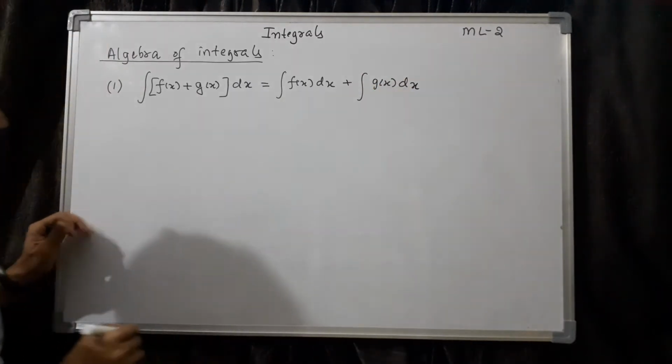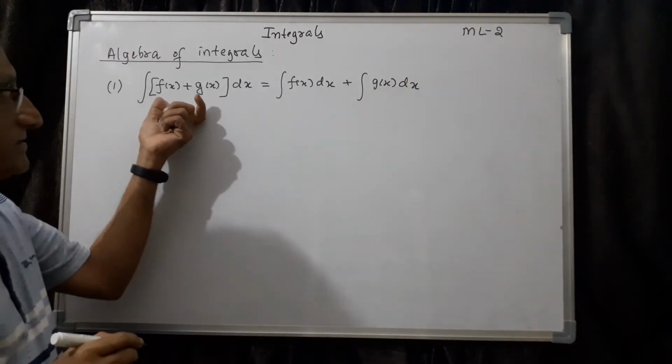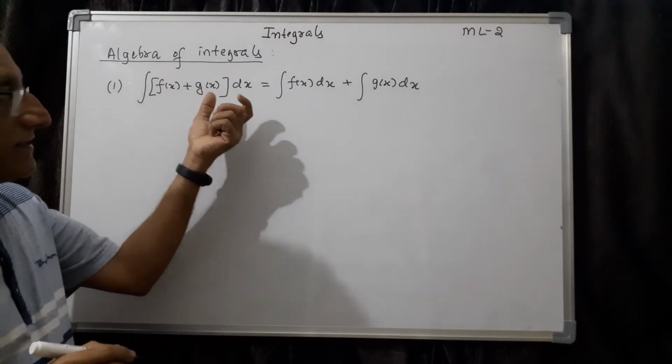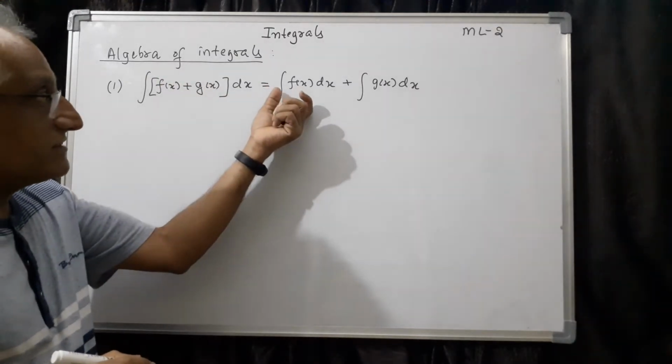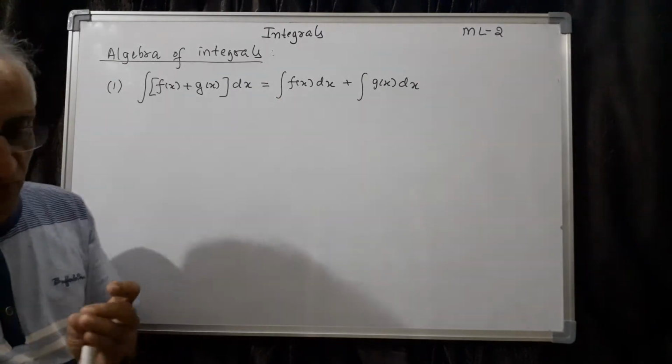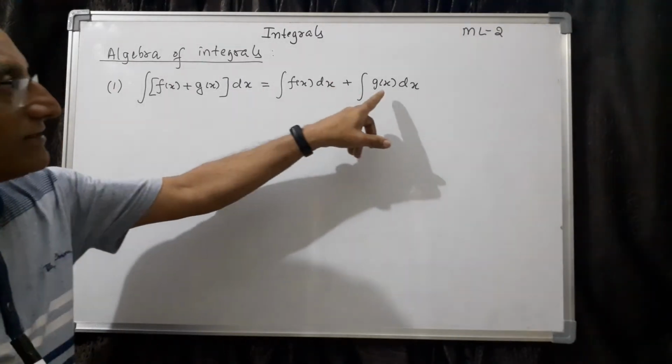So this is the first one. That means for the addition of two functions, if you want to integrate, that is the same as the integration of the first function plus the integration of the second. Of course, you should know what is the integration of f of x and what is the integration of g of x.